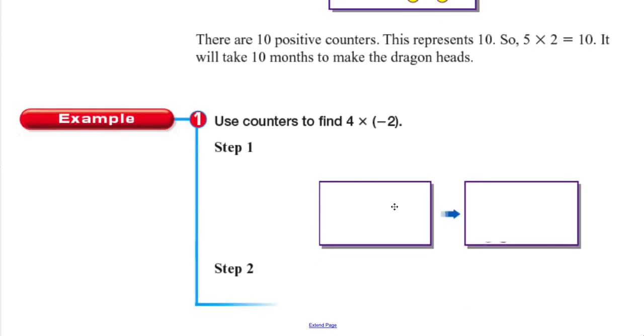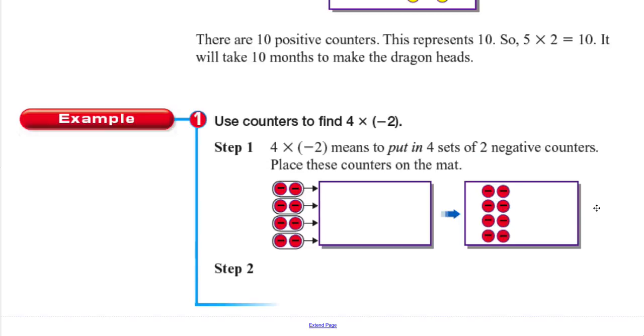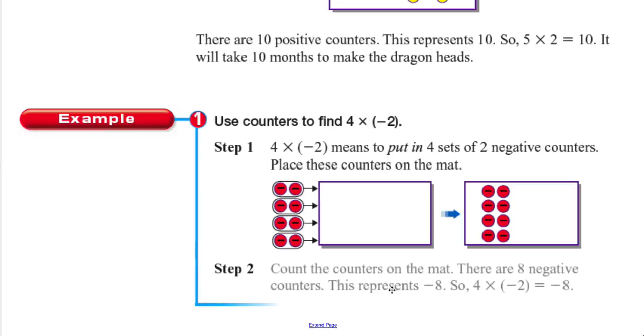Let's take a look at example number 1. Use counters to find 4 times negative 2. Again, step number 1, 4 times negative 2 means to put 4 sets of 2 negative counters. Place these counters on the mat, so you have 4 sets of 2 negative counters. Count the counters on the mat. There are 8 negative counters. This represents negative 8. So 4 times negative 2 is actually negative 8.